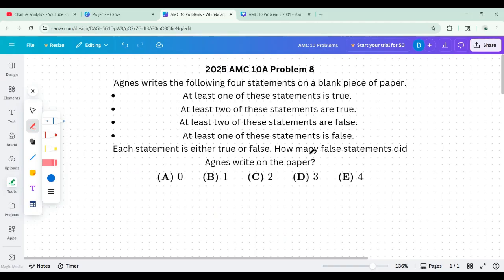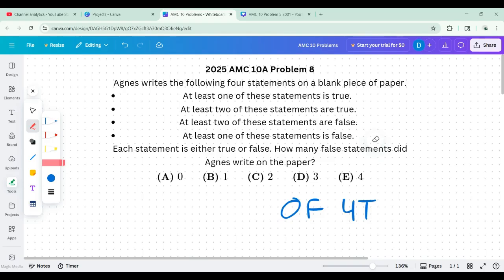Now we're going to move on to problem 8. So let's start with 0. 0 statements are false. 4 statements are true. So we obviously know that all these statements can't be true for a couple of reasons. Number one, if at least 2 of these statements are false and that statement is true, that means there has to be at least 2 that are false. And obviously this does not work.